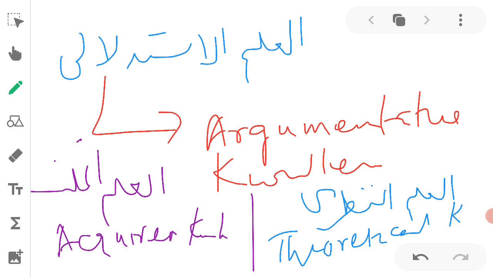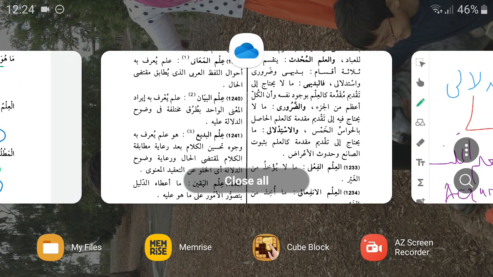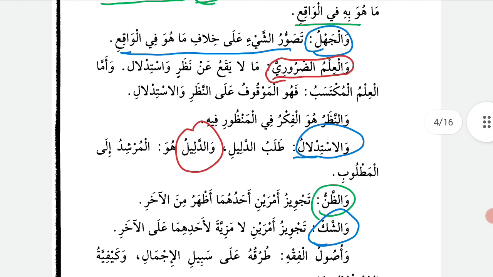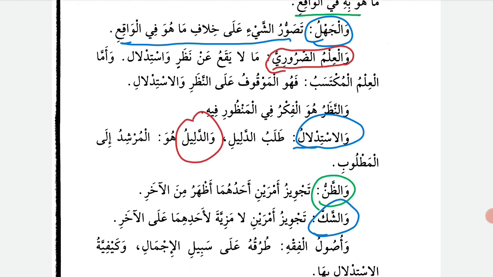Now, what is left? So we covered that. Al-ilm al-daruri is what doesn't come through nazar and istidlal, and al-ilm al-muktasab is what depends on nazar and istidlal. And then he defined nazar as al-fikr fi al-manzur fihi, and istidlal he defined as talab al-dalil, that is it linguistically. And dalil is al-murshid ila al-matlub. Dalil is anything which leads you to the thing you want to establish. That's what evidence is.